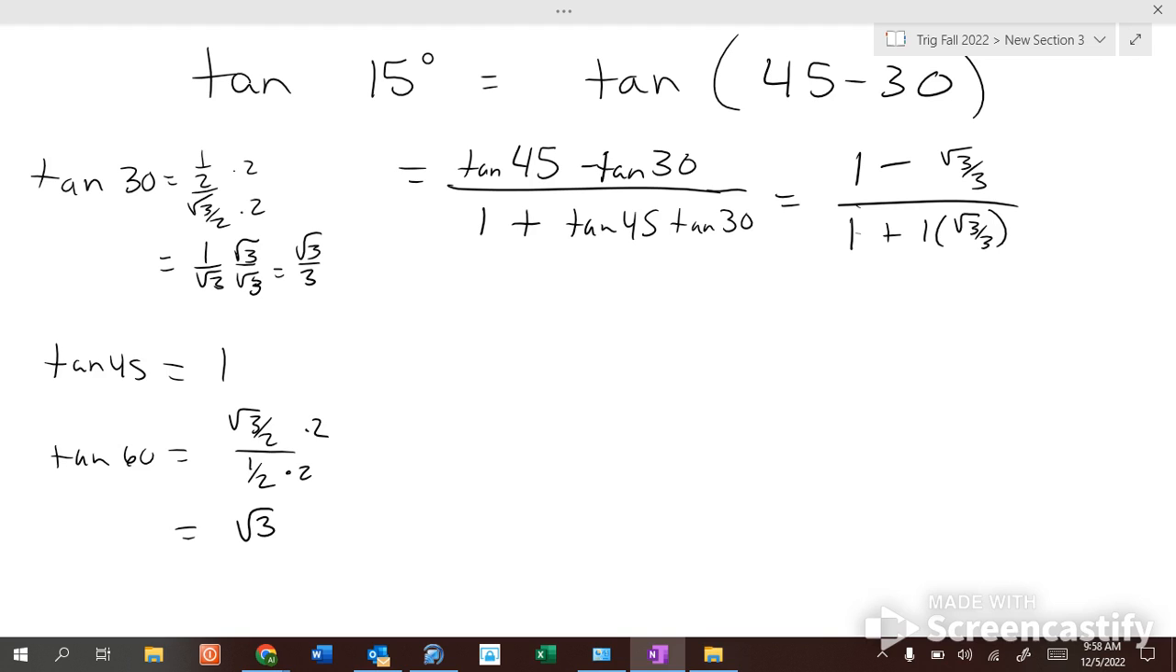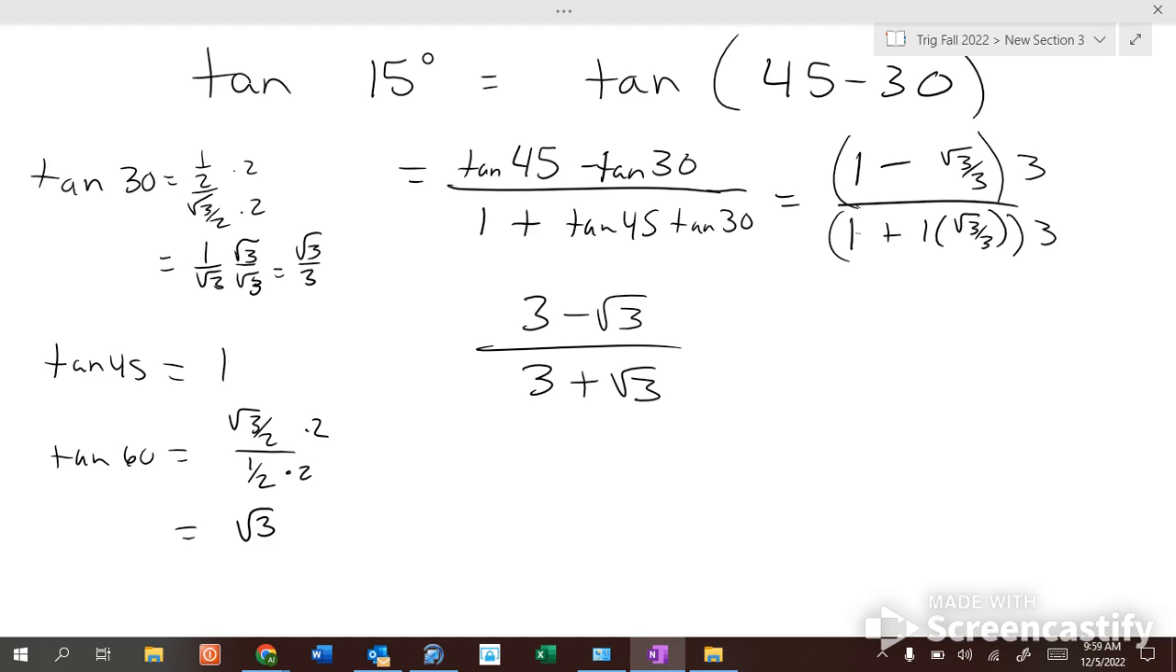Okay? Now, we've got some complex fractions going on, right? So how do I get rid of the complex fractions? Multiply by the denominator. So if you distribute the 3 through, you get 3 minus square root of 3. On the bottom, if you distribute the 3 through, you get 3 plus square root of 3. Now you go, well, that's the answer. And I go, no. Why not?